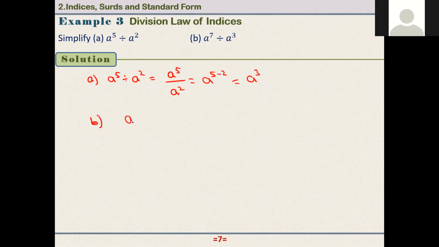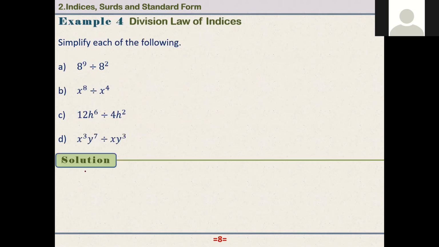B, again, here we can write first in fraction form, a to the power 7 over a to the power 3, and here we have a to the power 7 minus 3, that's equal to a to the power 4. All right, in a similar way, here we have divisions, a to the power 9 divided by a squared. So that is a to the power 9 minus 2, that is a to the power 7. How about this thing? It is divided, x to the power 8, so it is minus 4, that is x to the power 4.